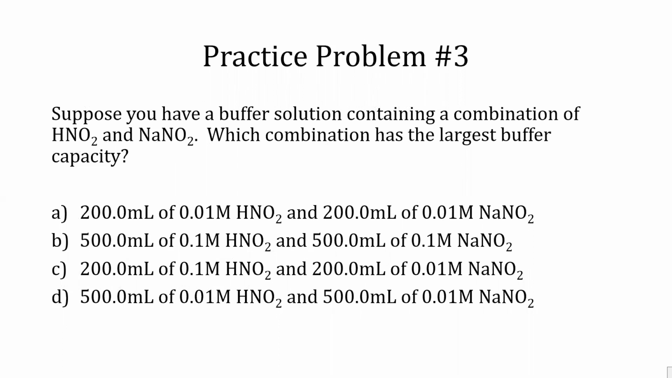Here is a practice problem for you to try. Suppose you have a buffer solution containing a combination of HNO2 and NaNO2. Which combination has the largest buffer capacity?